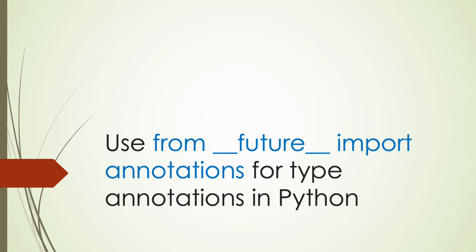The annotations feature from the __future__ package in Python allows you to postpone the evaluation of type annotations. By importing annotations from the __future__ package, you instruct Python to store annotations as strings rather than evaluating them at function or class definition time. This behavior can be particularly useful for avoiding issues with forward references in type annotations.